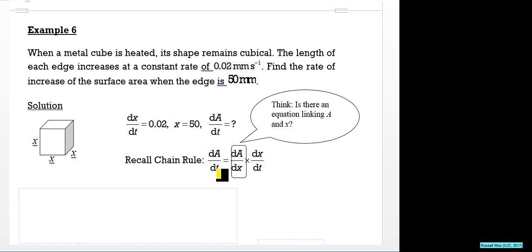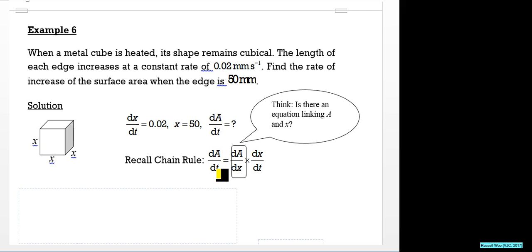A metal cube is heated, its shape remains cubical. The length of each edge increases at a constant rate of 0.02. Find the rate of change of the surface area when the edge is 50 cm. Now, problem solving, even though it's printed for you, read this question, you must let x be something. Yes? So, x is this. Then you write down what you know. dx/dt is 0.02 because x increases, and you want to find out at x equals 50, what is dA/dt, which is the increase in surface area.